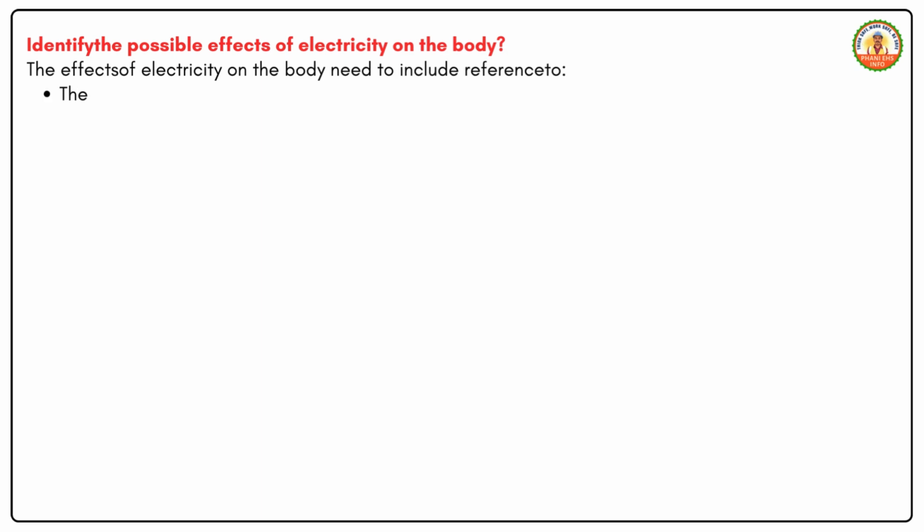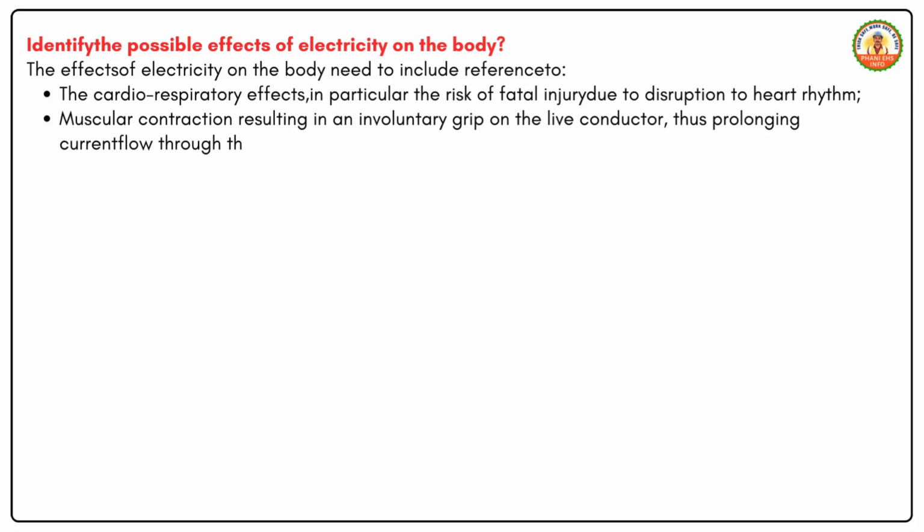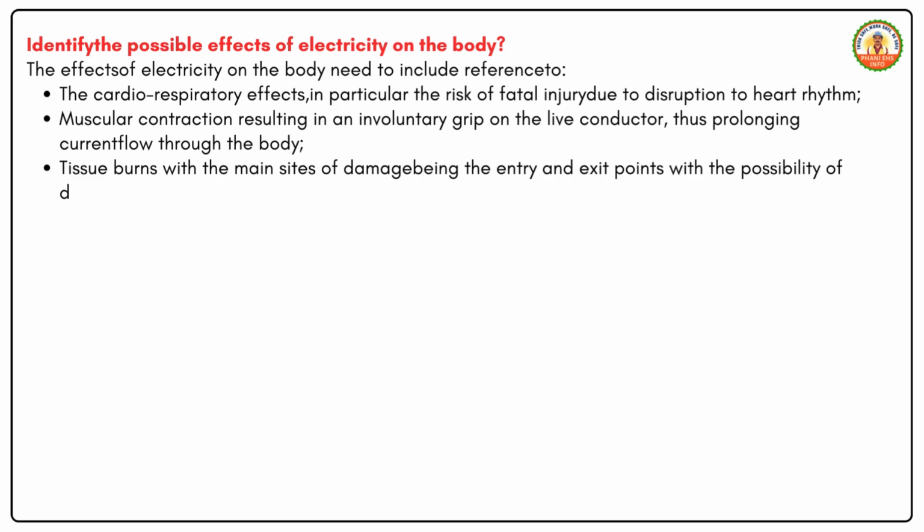Identify the possible effects of electricity on the body. The effects of electricity on the body need to include reference to the cardiorespiratory effects, in particular the risk of fatal injury due to disruption to heart rhythm. Muscular contraction resulting in an involuntary grip on the live conductor, thus prolonging current flow through the body. Tissue burns with the main sites of damage being the entry and exit points, with the possibility of damage to internal organs and fractures or dislocations caused by a resulting fall.